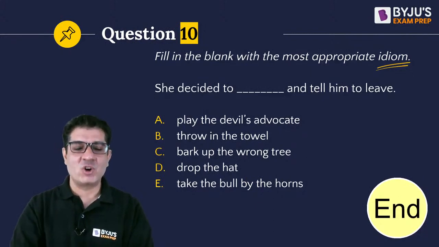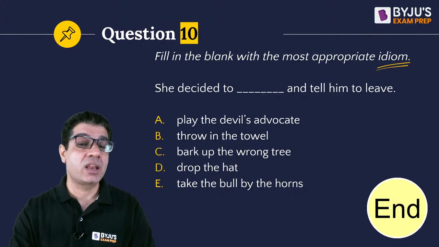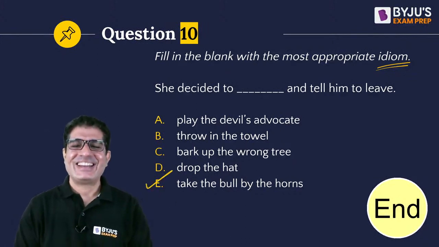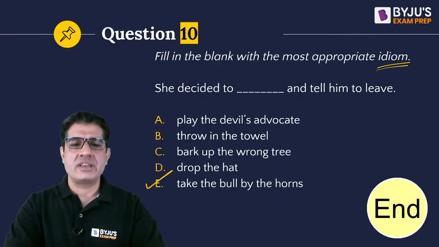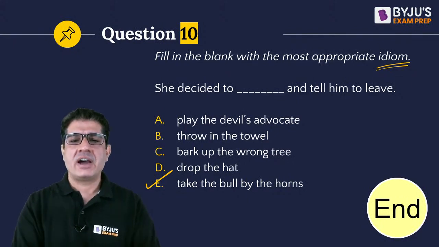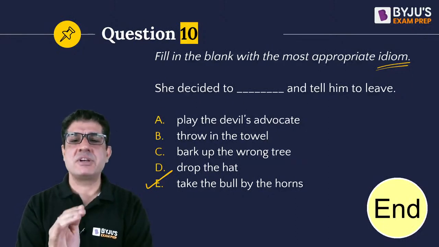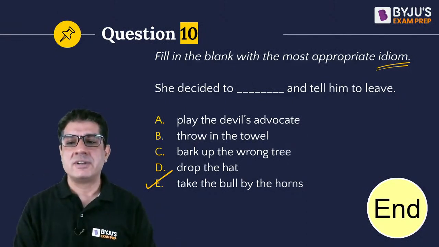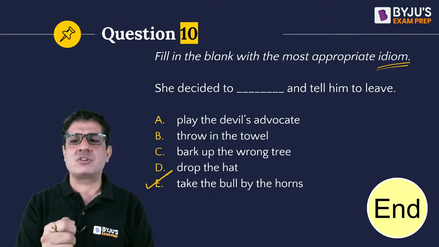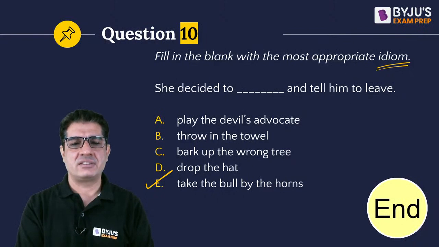All right, so the correct answer here is going to be option E. Let's have a quick look at the meanings and then hopefully you'd know why. The first one is play the devil's advocate. A devil's advocate is somebody who pretends to be against an idea or a plan that a lot of other people support, though he's not in reality against it. He pretends that in order to ensure that people consider or discuss that plan in great detail. So that's what playing the devil's advocate means.